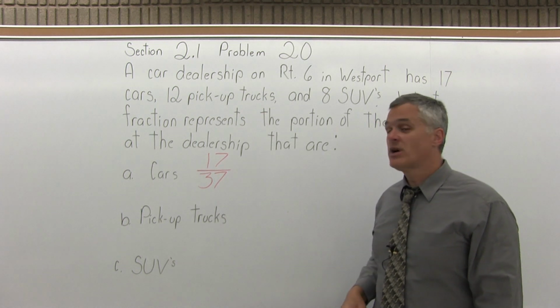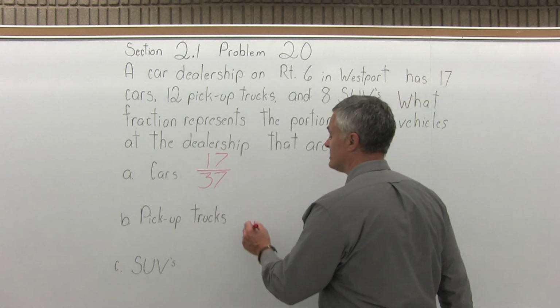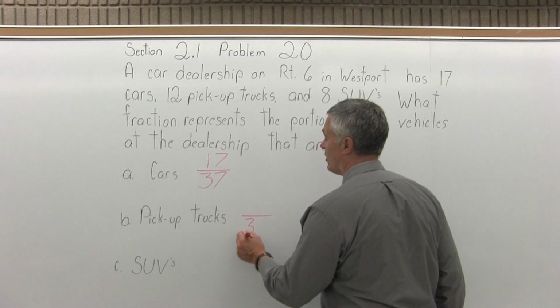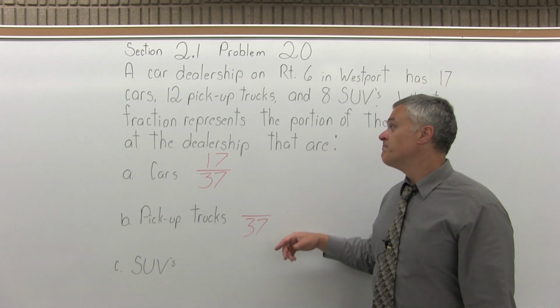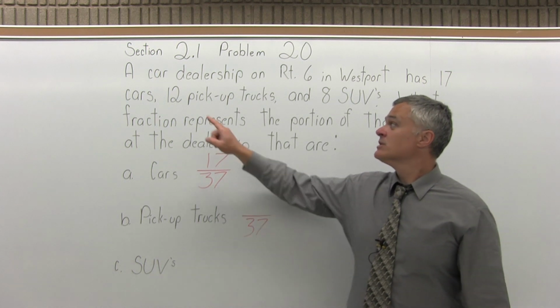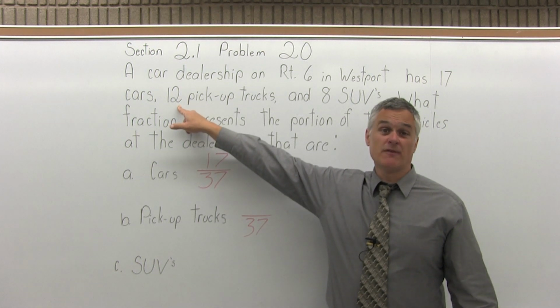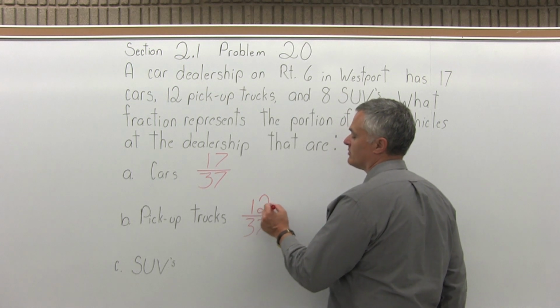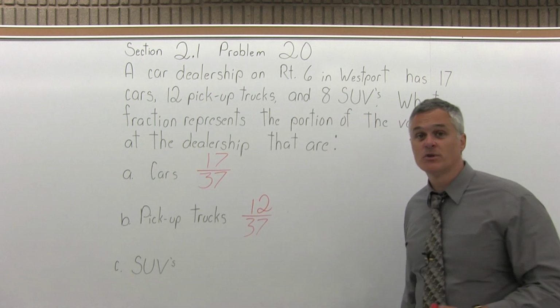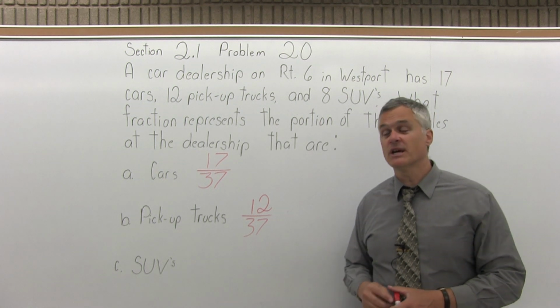So it'll be the same process for the pickup trucks. The denominator is still 37 because there's still a total of 37 vehicles on the dealership. How many of them are pickup trucks? Well, as we look back at the question, 12 out of the 37 are pickup trucks. So the numerator for the pickup truck fraction will be 12. Again, the denominator would be the total of all the vehicles, which is 37.